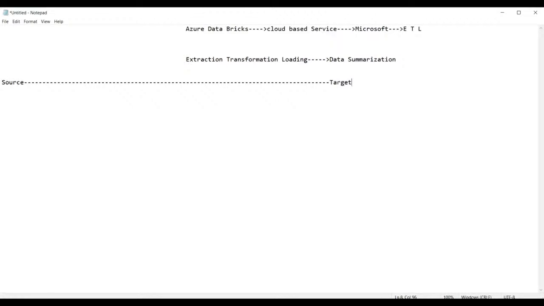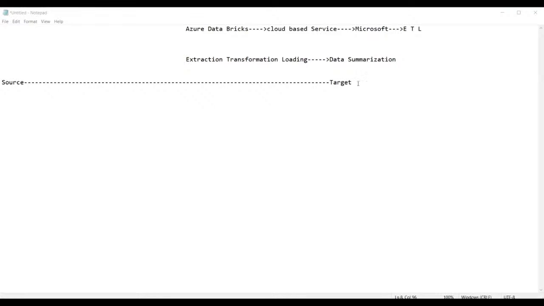We require the first thing as a source and the second thing as a target. Now, guys, when it comes to the source, what do you mean by source? What is the source of income? The place from where we get the money is called a source of income. In the same way, the place from where you get the data is called the source of data.